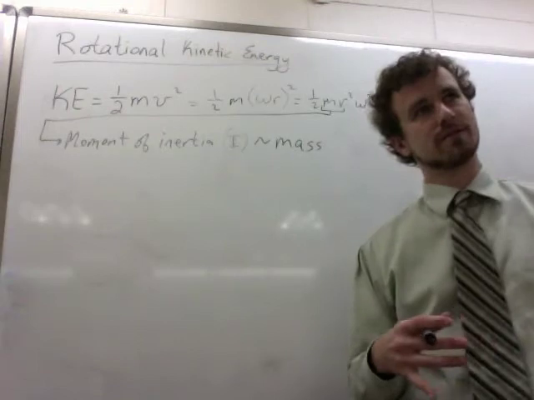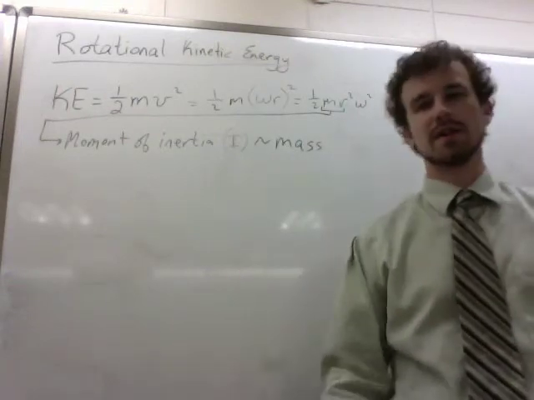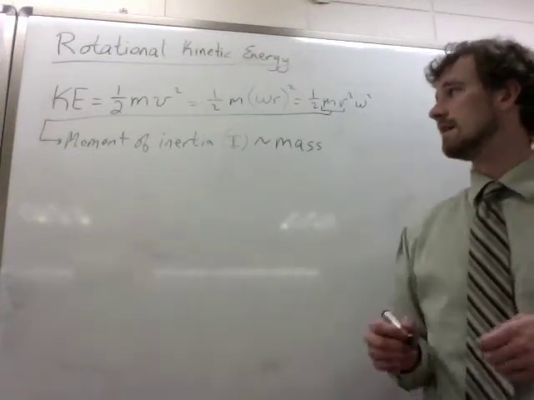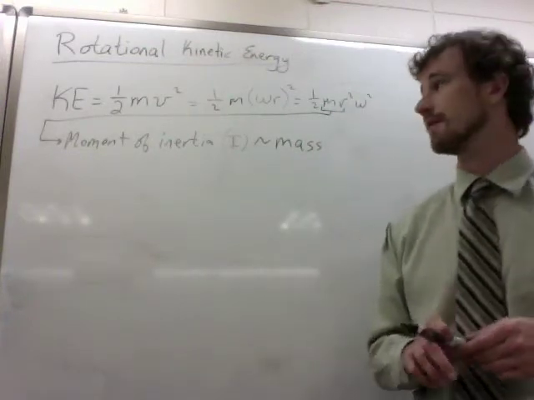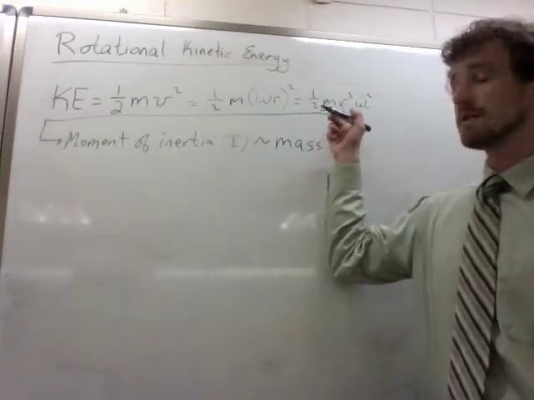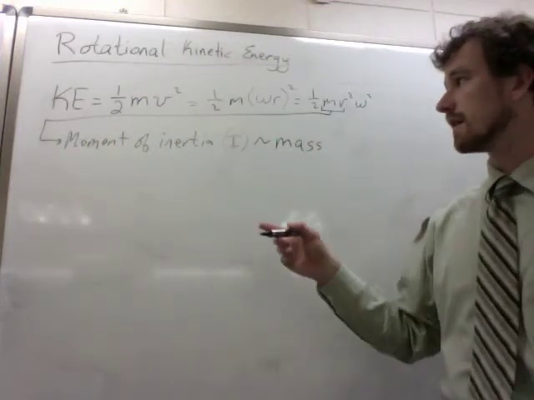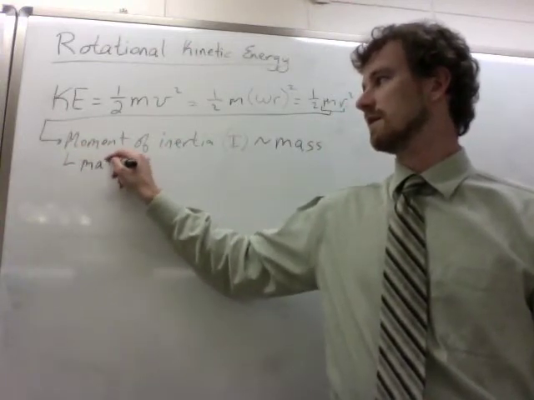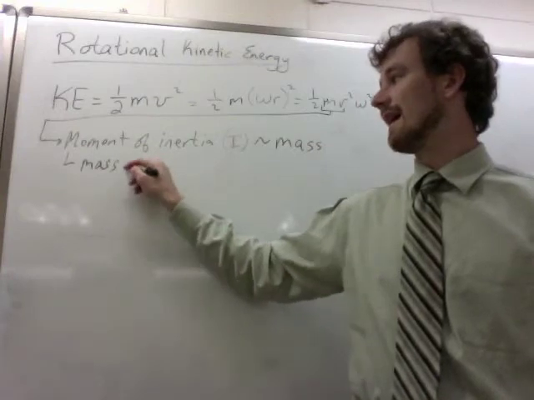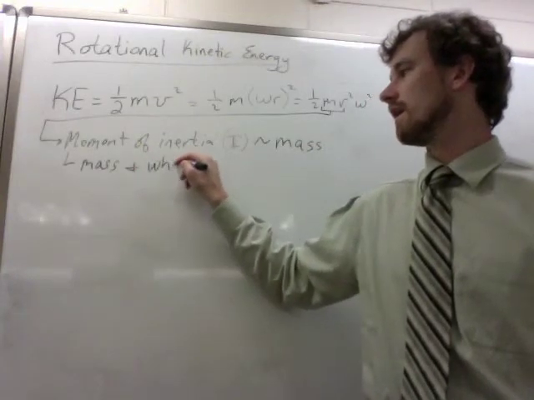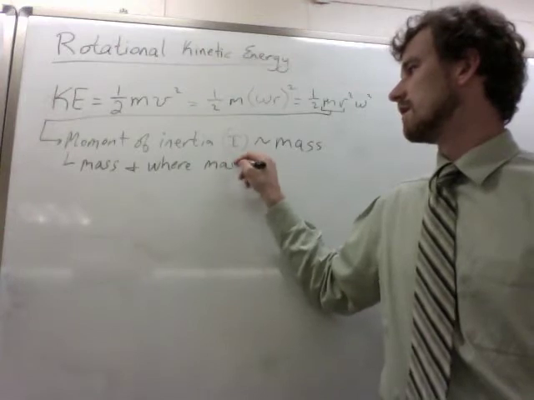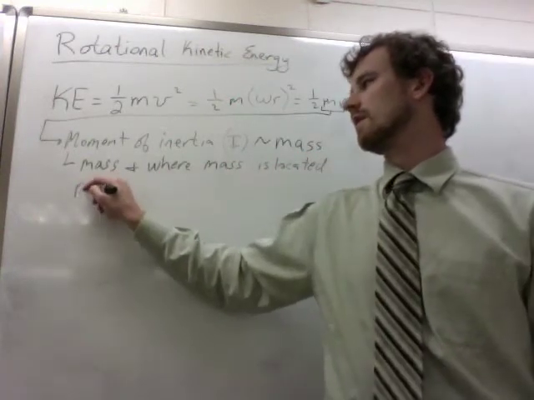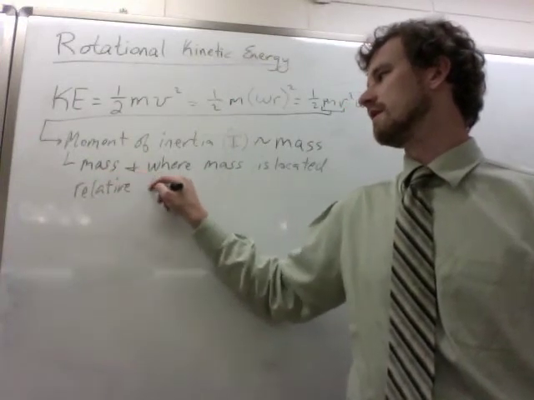Just like we have our velocity and our angular velocity, we have our displacement, we have our angular displacement. I, or moment of inertia, is the rotational equivalent of mass. And even just from this mr squared, you can see that this moment of inertia has to do with mass and where the mass is located relative to the axis of rotation.